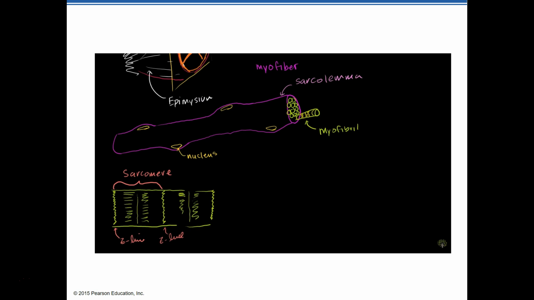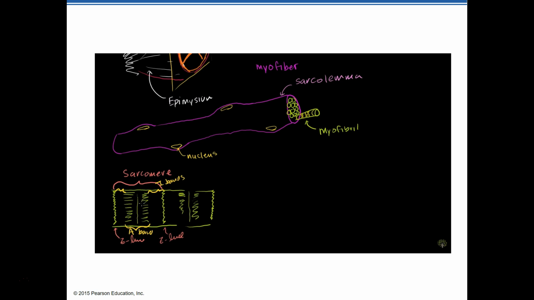And just so you have the other terminology, we'll talk about how this relates to the myosin and the actin in a second. This right here is the A band. And then these parts right here are called the I bands. And we'll talk in a few seconds about how that relates to the molecules that we talked about in the last video.